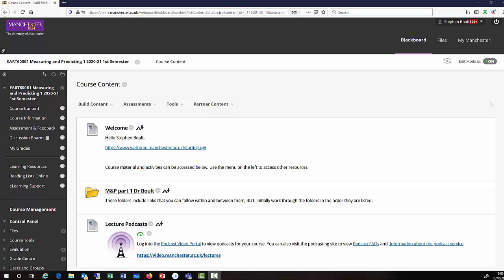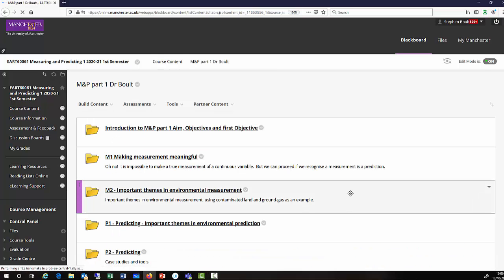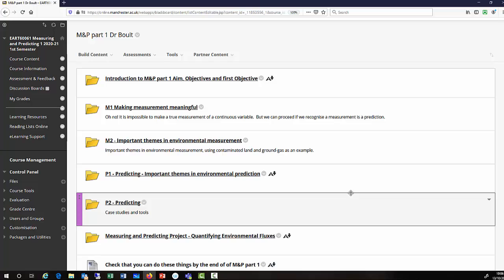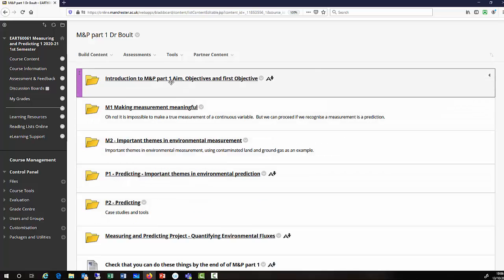Here's the course content in Blackboard. If we click on the folder Measuring Predicting Part 1, Dr. Bolt, and we see the contents as a set of folders. We've already started to look at the introduction.